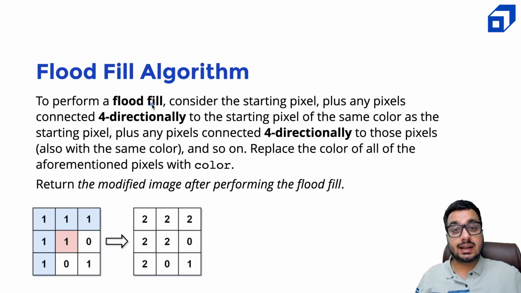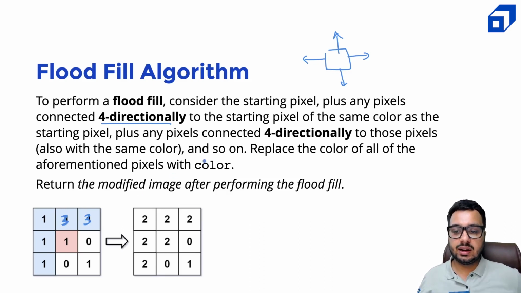So let us understand the second part of the problem statement. To perform a flood fill, consider the starting pixel plus any pixels connected in 4 directions. So basically, if this is a pixel, the neighboring pixels are top, right, left and down. The diagonal pixels are not considered as neighboring pixels. So connected 4-directionally to the starting pixel of the same color, plus any pixels connected 4-directionally to those pixels also with the same color. If there is a pixel with color 3 here, it will not change its color because it represents a different color, right? And so on.